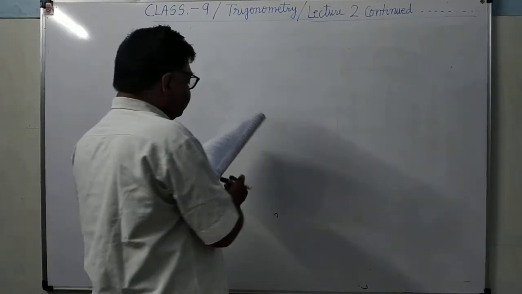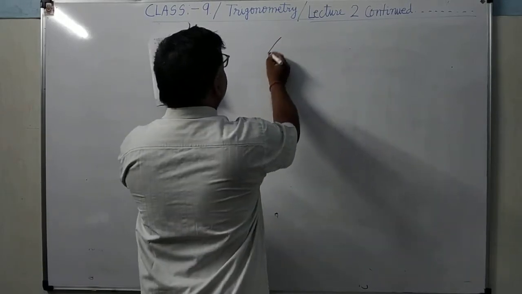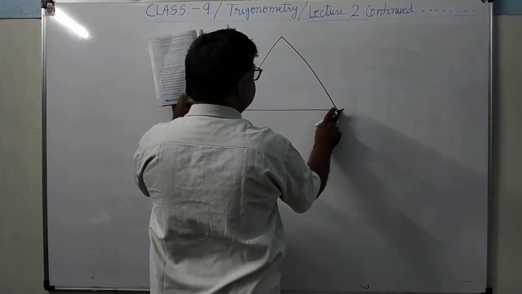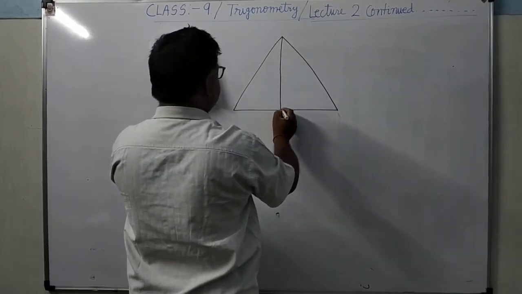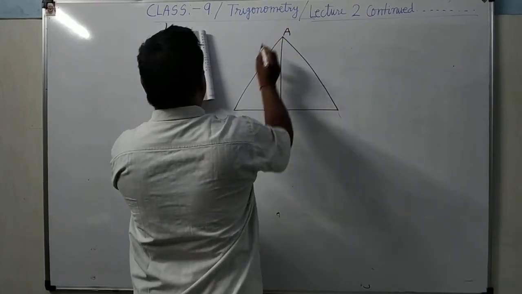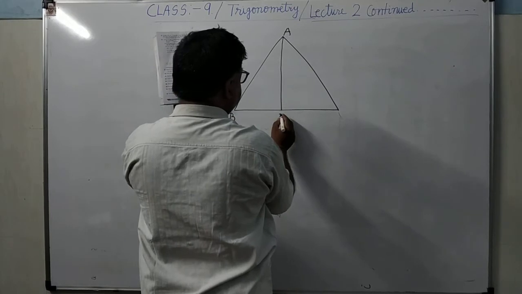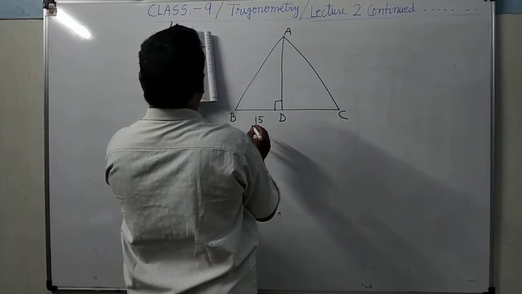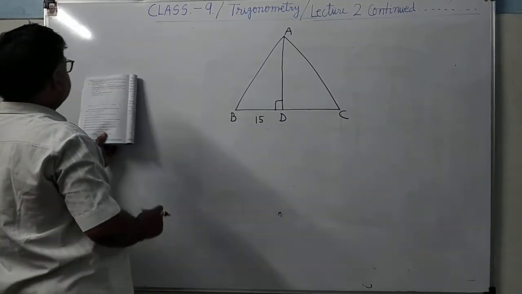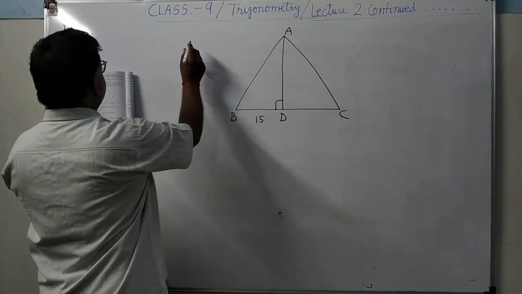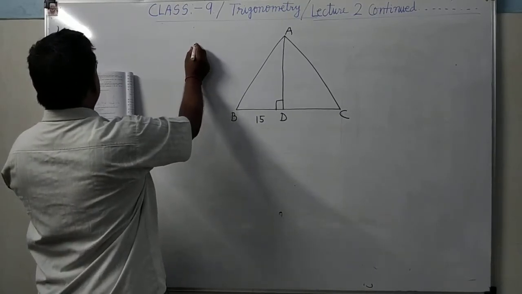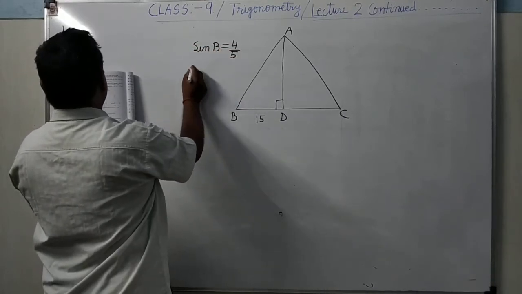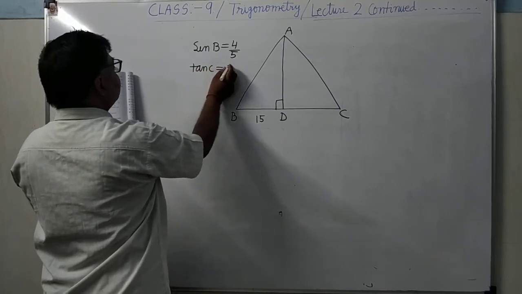So in the question, this is A, B, D, C. This angle is given 90 and this is given 15 centimeter. Now other things which are given in the figure: BD equals 15 centimeter, sin B is 4 upon 5 and tan C equals 1.